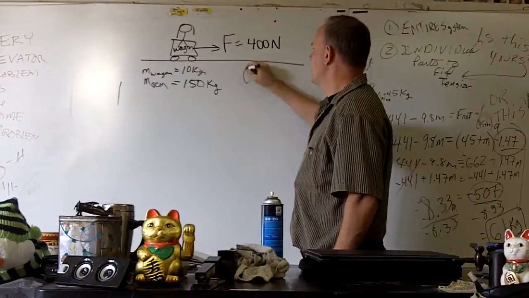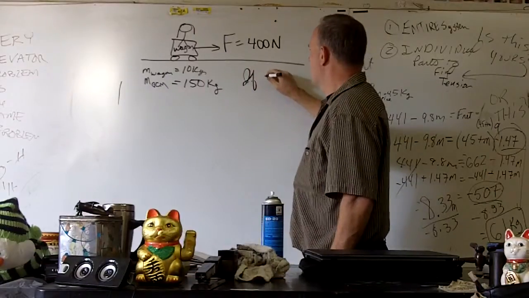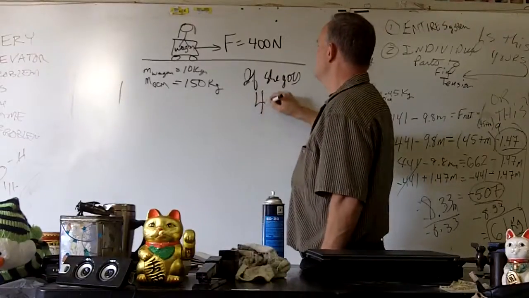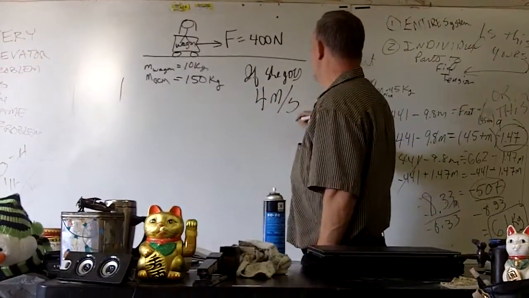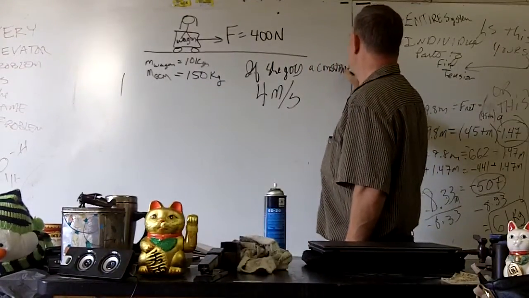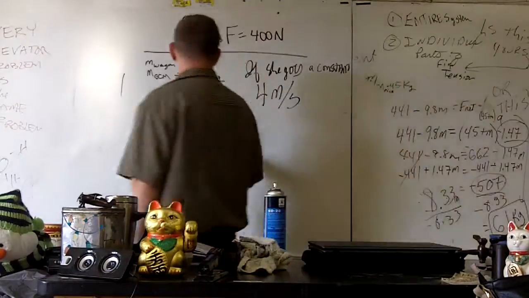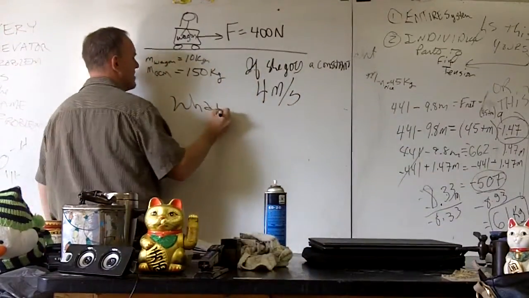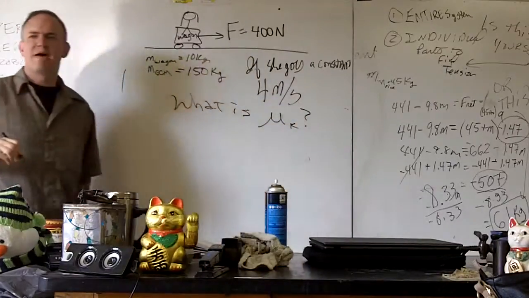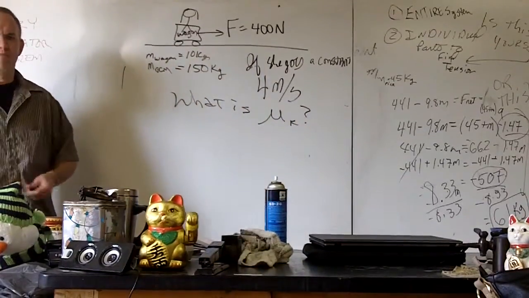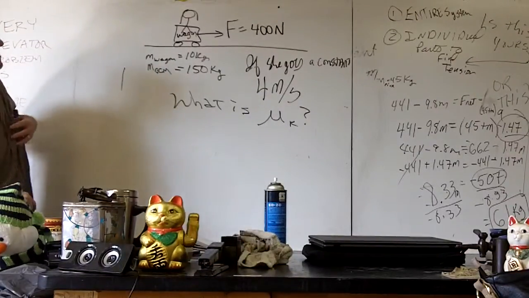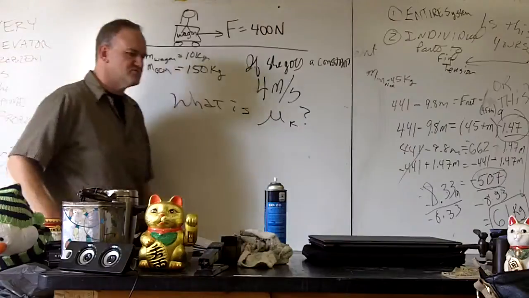If she goes a constant 4 meters per second, what is the coefficient of kinetic friction? That is the question that we're going to ask. If you're going constant 4 meters per second, what is the coefficient of kinetic friction?